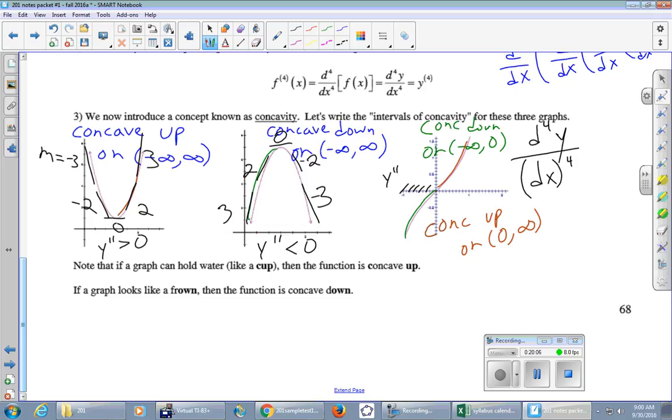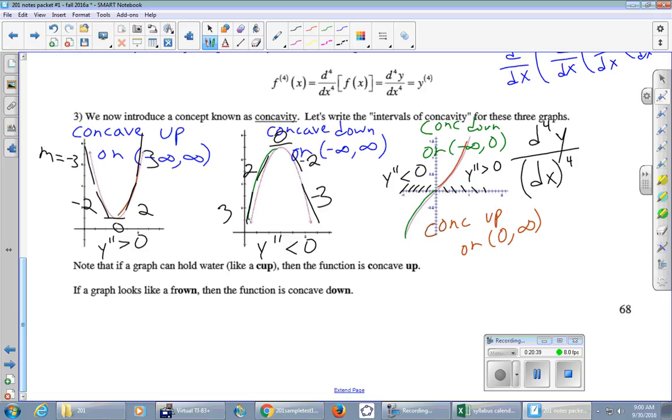Careful. But y double prime is negative. Yeah, and there are just so many options here with new words: increasing, decreasing, positive, negative, concave up and down. So on that space, the second derivative is negative, and on this space, the second derivative is positive, okay? So there are two separate things to keep track of now: increasing, decreasing, and also concave up, concave down. And they're really not related to each other.